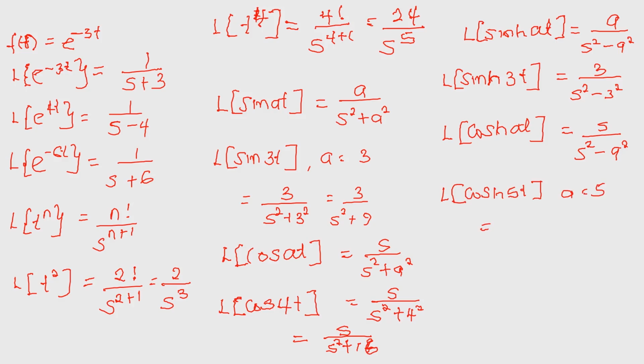So it's going to be s over s square, then it's minus 5 square. So which is going to be s over s square minus 25. So this is how to find the Laplace transform of any function.